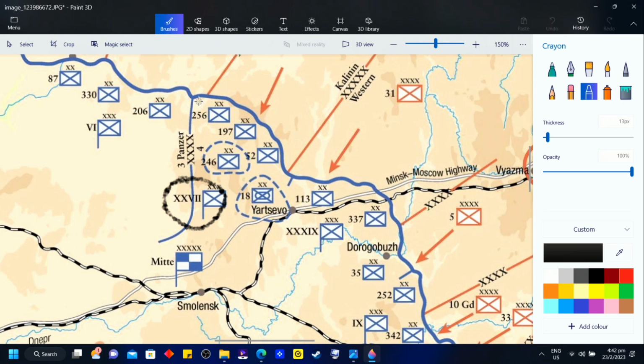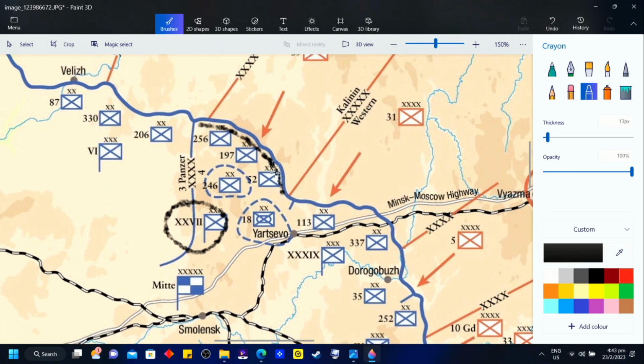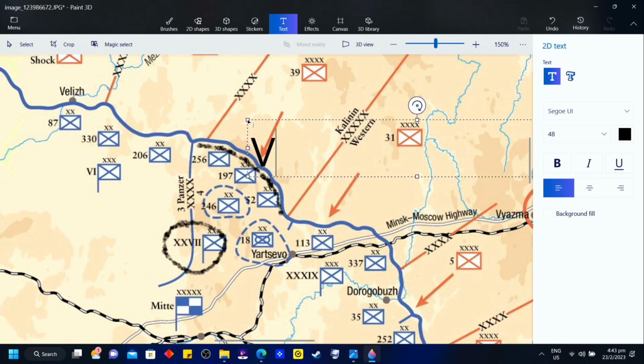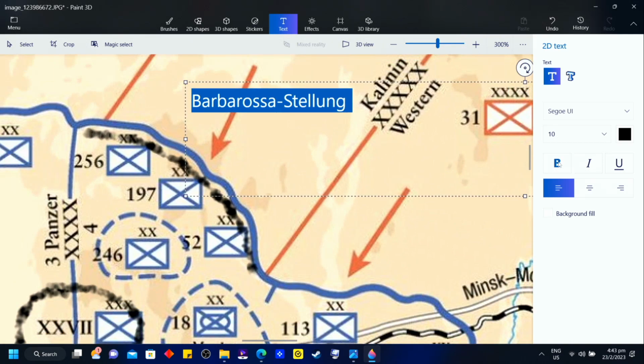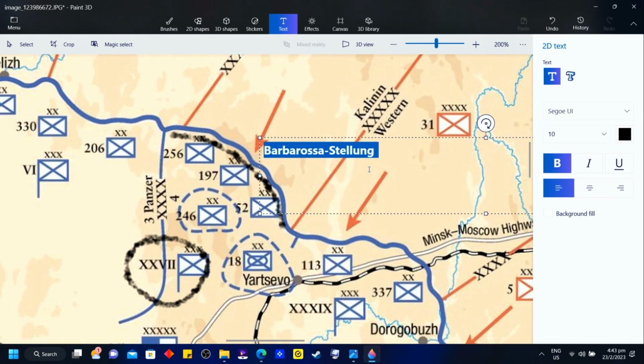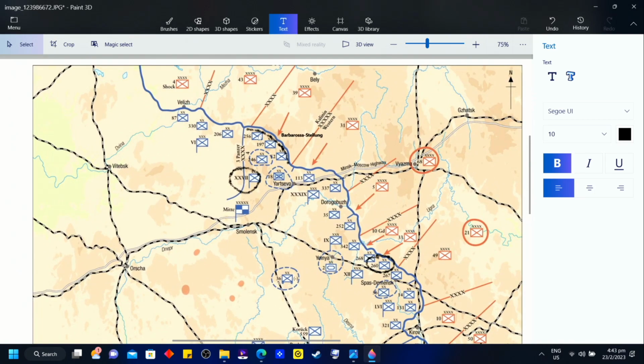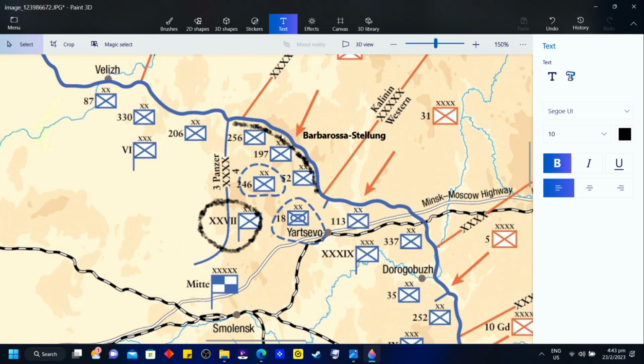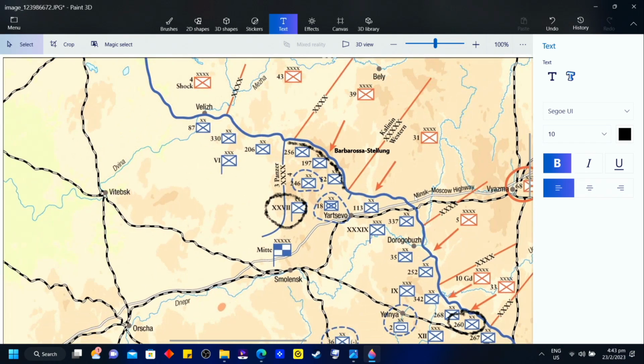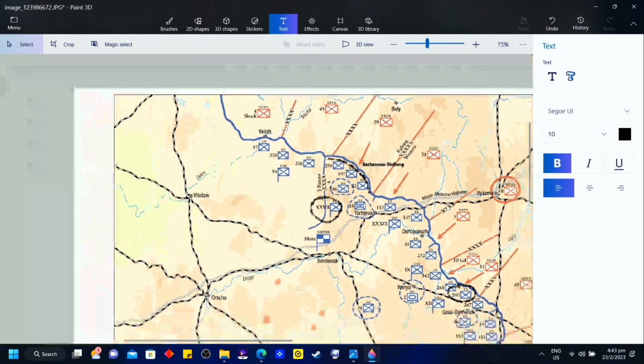So I'm assuming this is where the Barbarossa, the term I'll call it, the Barbarossa Stellung. Yeah, so this is the position. Okay, Barbarossa Stellung. So this is also another important position. It was heavily fortified. So Heinrici's side defenses were formidable.